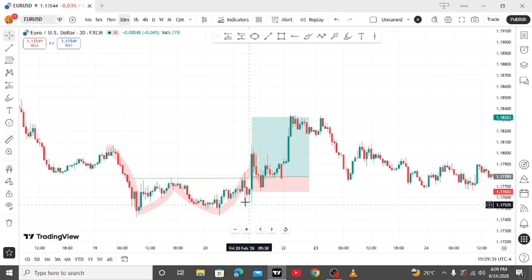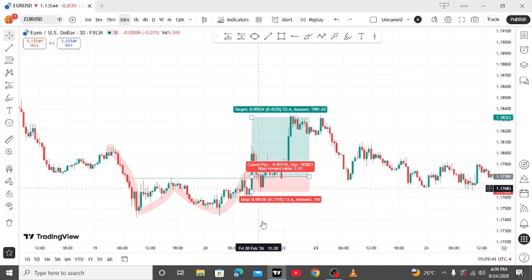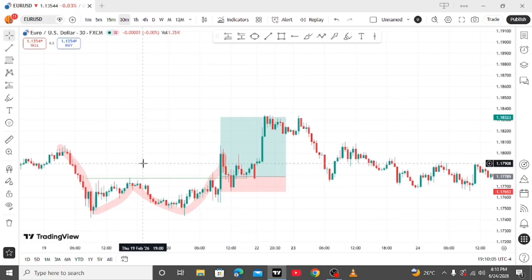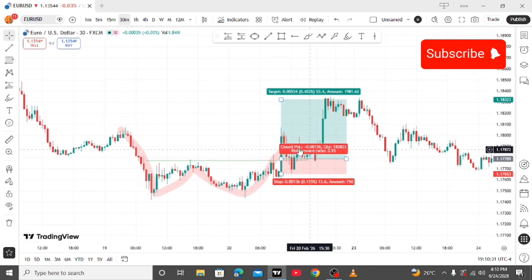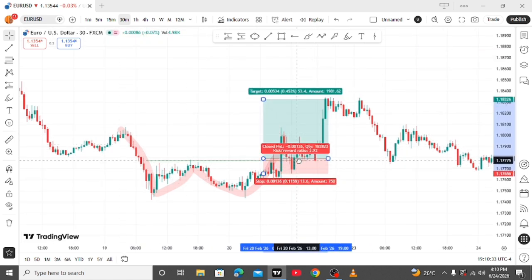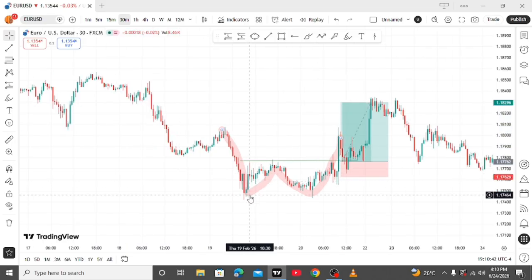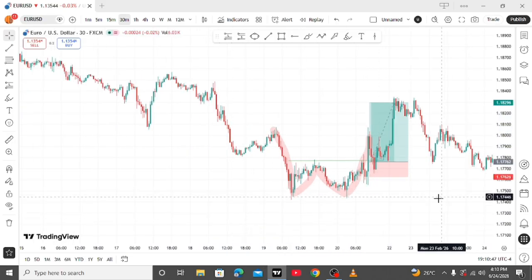After breaking the neckline, the market retested it, and then the market goes up, hitting our take profit. So this is how the double bottom works, and as you can see right now, the market went straight to our take profits. So let's find more patterns.